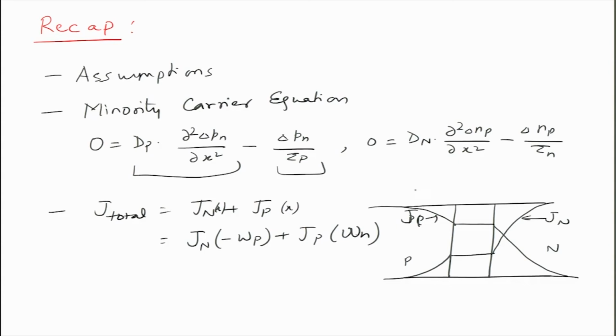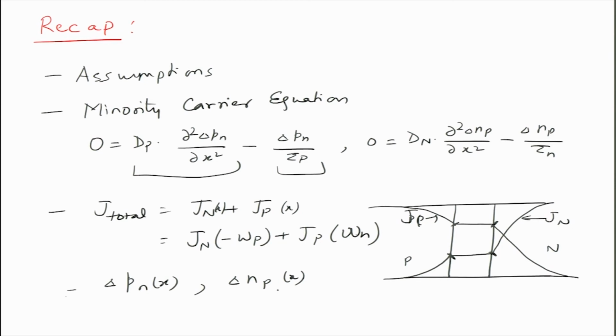So, if the total current is equal to Jn plus Jp at any given position, it also means that this is equal to Jn and Jp at this point and Jn and Jp at this point, or you can say it is equal to Jn at minus Wp and Jp at plus Wn, because of the depletion approximation: whatever goes into the depletion region goes out. There is no generation recombination within the depletion region. So, what we have to do is solve the equations for delta pn(x) and delta np(x) in order to calculate the currents, and that is what we were doing.